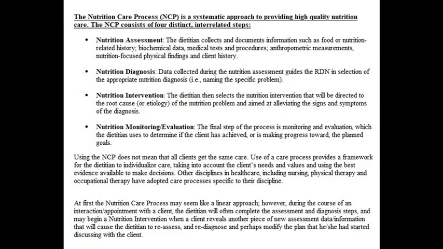The last line says that at first the nutrition care process may seem like a linear approach. However, during the course of interaction and appointments with the client, the dietitian will often complete the assessment and diagnosis step and may begin a nutritional intervention when a client reveals another piece of new assessment data that will cause the dietitian to reassess, re-diagnose and perhaps modify the plan that she has started discussing with the client.